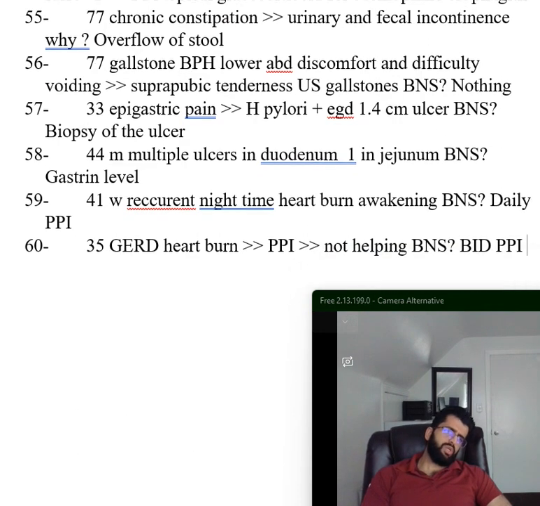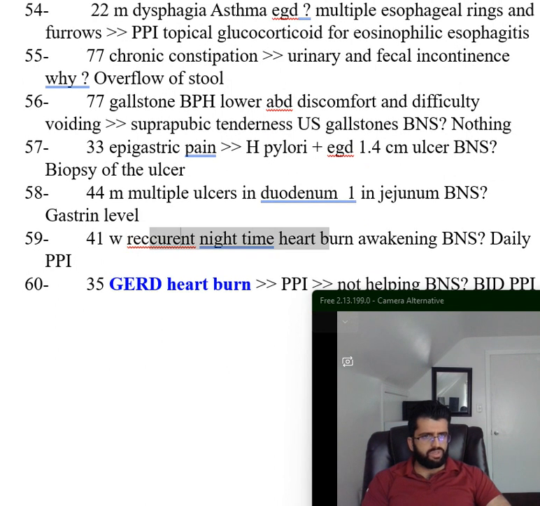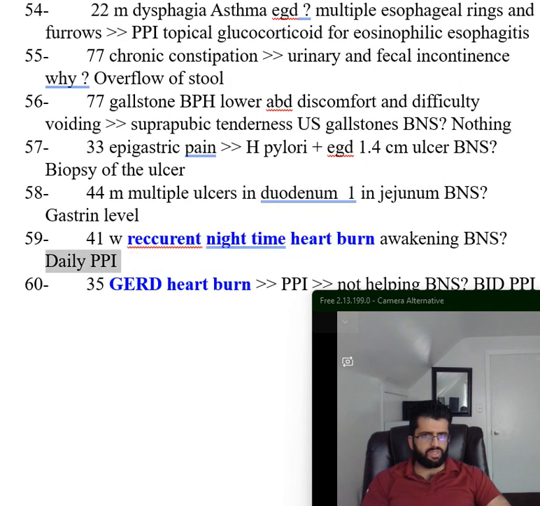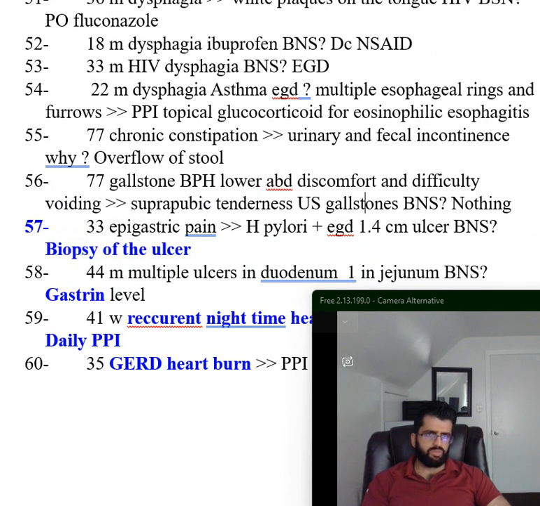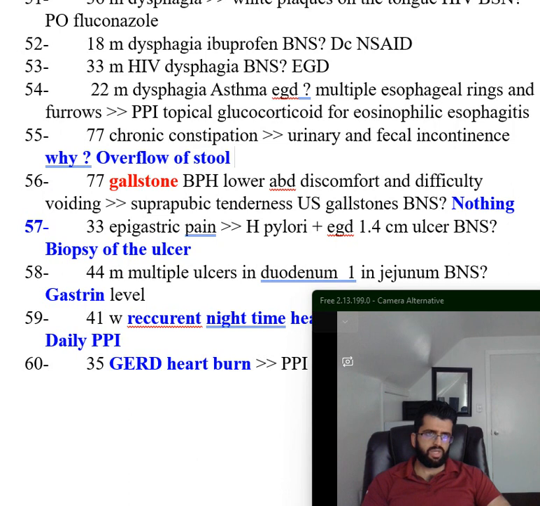Okay, so this is what we talked about. This is the review. We talked about heartburn, a very interesting topic. We talked about daily PPI for heartburn. We talked about gastrinoma. Biopsy the ulcer is important, and nothing for gallstone. And constipation causes fecal incontinence.